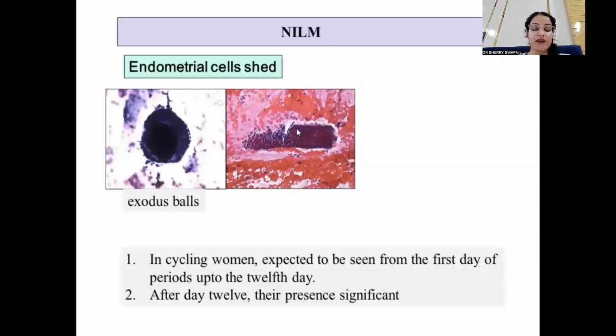In cycling women, these are expected to be there if we take the pap smear from the first day till the 12th day. I have already mentioned that you should take a pap smear generally mid-cycle, that is the 8th to 12th day, but it is expected to see endometrial cells, and if you see some endometrial cells during that time, then you need not report it or mention it to the clinician. But after the 12th day, when the menses have stopped, if you are still seeing these endometrial cells, then you should take the history and mention it in your report.